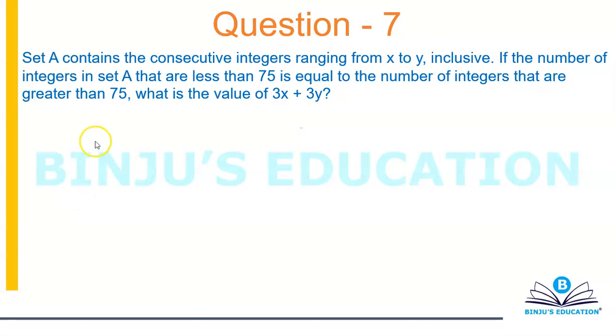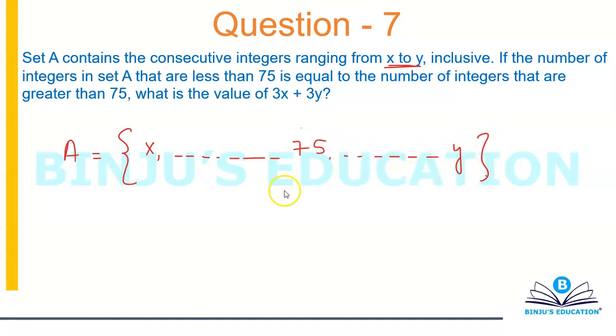All right. So it says it's ranging from x to y, which means set A would be something like this. You're going to have x, then some integers, then you're going to have 75, then some integers, and then you're going to have y. If you have p integers less than 75, then you're going to have p integers greater than 75. So in total you're going to have 2p plus 1 integers.